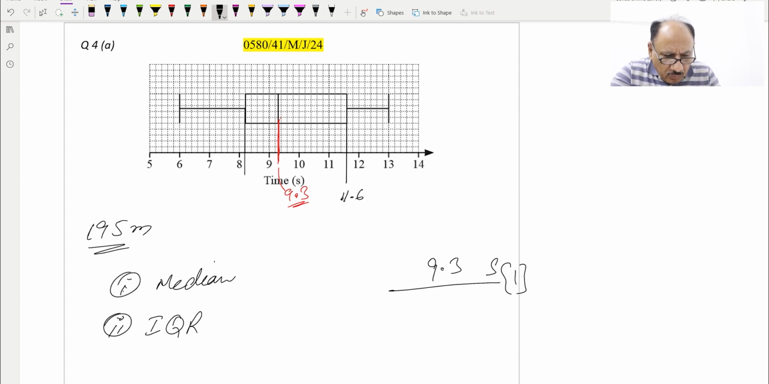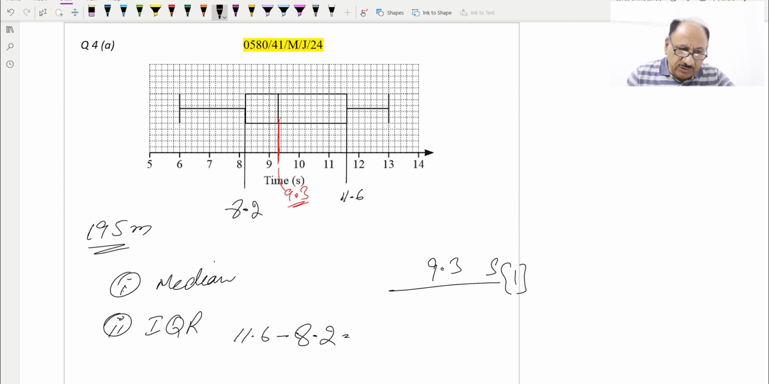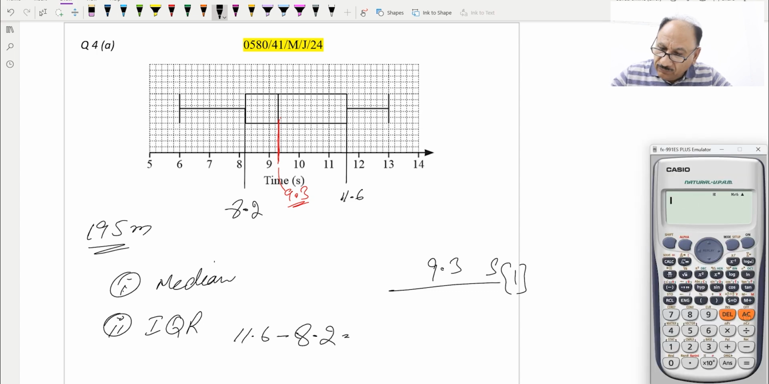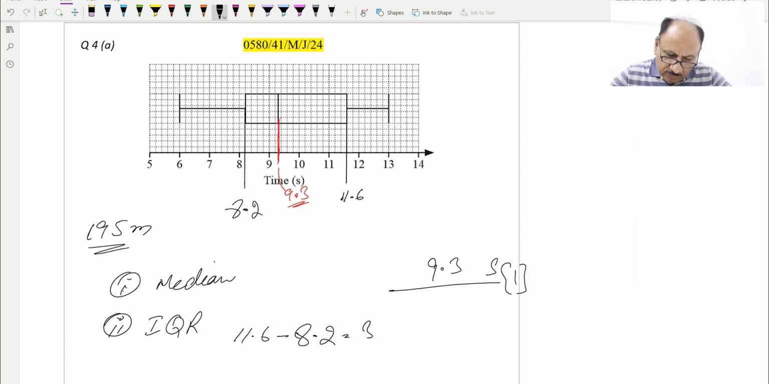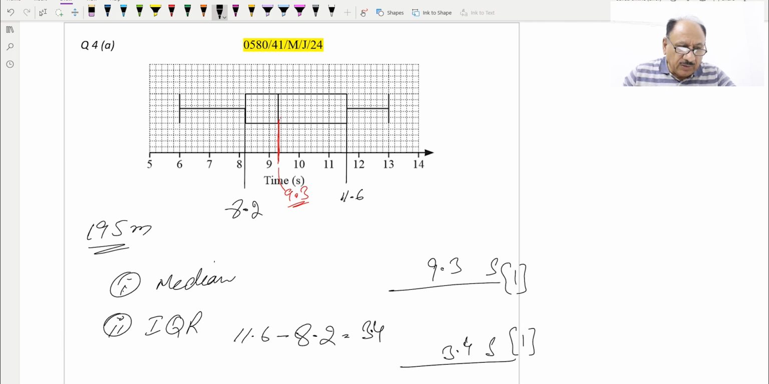and Q1 will be like this one. So this will be 8.2. So we'll have to subtract 11.6 minus 8.2, which is equal to 3.4. So 3.4 is the final answer for the second part, and this is also 1 mark. This is second.